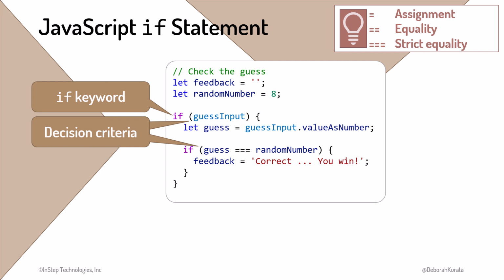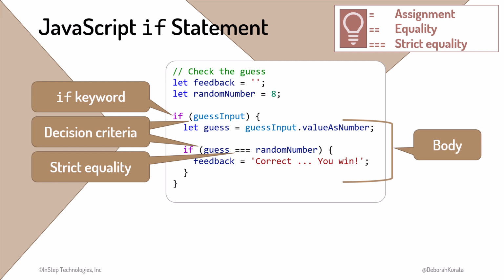If the variables are of different types, it attempts to convert them to the same type before comparing. A triple equal is strict equality, meaning the two variables must exactly match, including their values and their data type. We use the triple equal in this example because we want an exact match. Both variables must be a number and must be the same number.